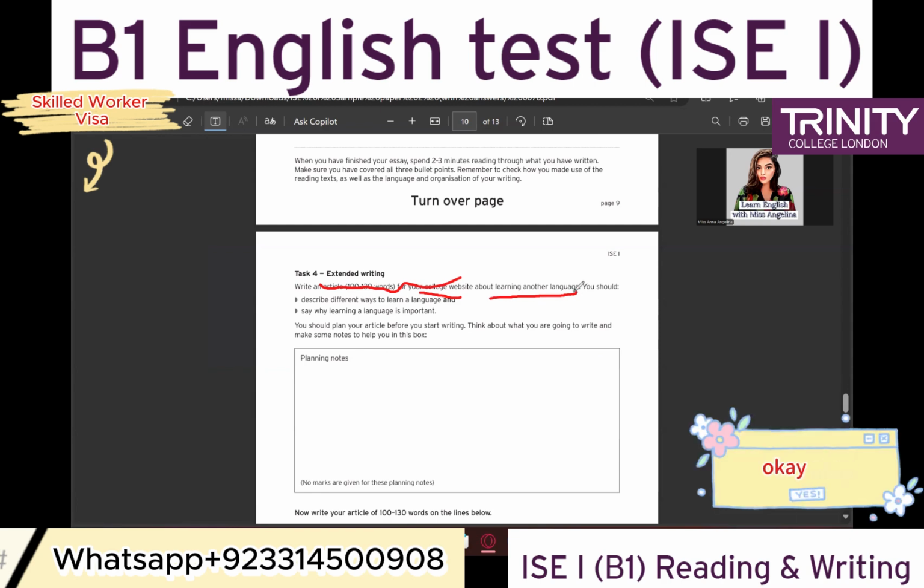How will you write this? It's an essay. I will write it like this. Well, learning different languages is very important for everybody, especially for the students, because learning other languages improves your brain health.